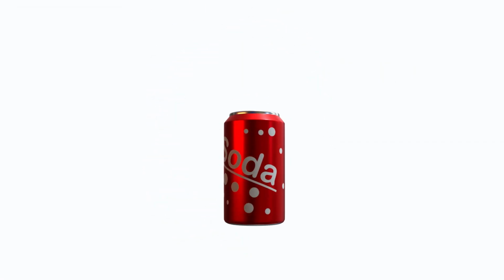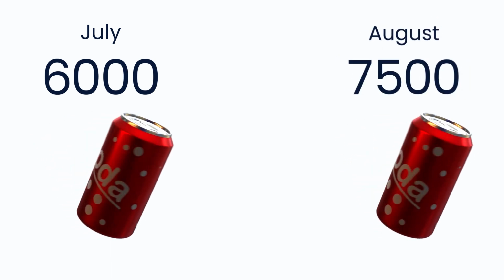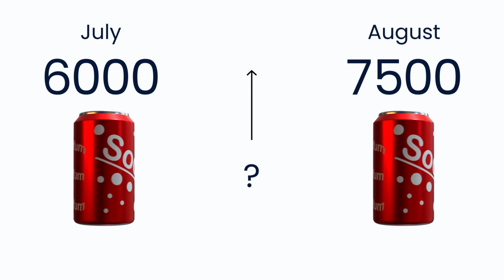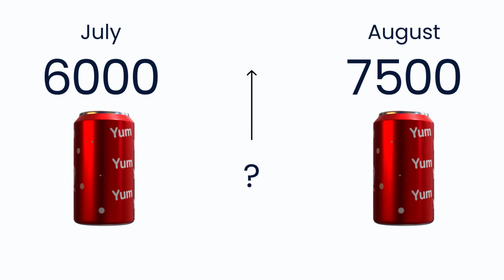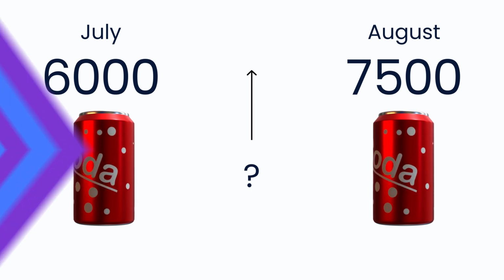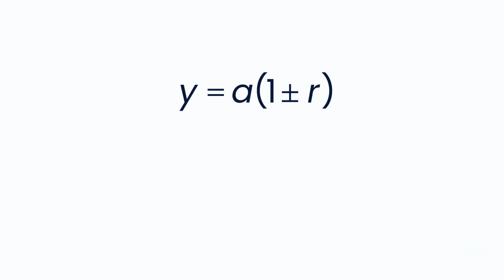A grocery store sold 6,000 sodas in July. In August, the same grocery store sold 7,500 sodas. You want to find the growth rate for the change in sodas sold between these 2 months. Since there has been an increase in sodas sold from July to August, you can use this formula with a plus sign, fill in the values of the variables you know, and solve the resulting equation for the unknown.